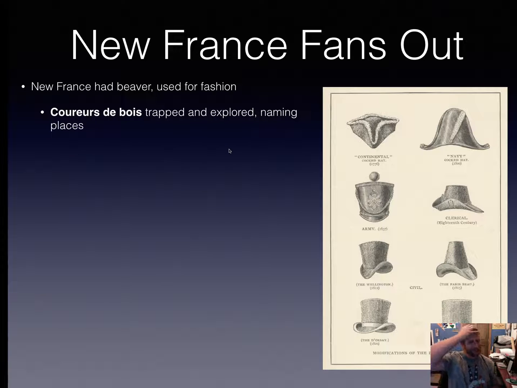We get a lot of French names here in America because of the exploration that they did. The capital of Iowa is Des Moines. The capital of Louisiana, which is a French name, is Baton Rouge, which means red stick in French.